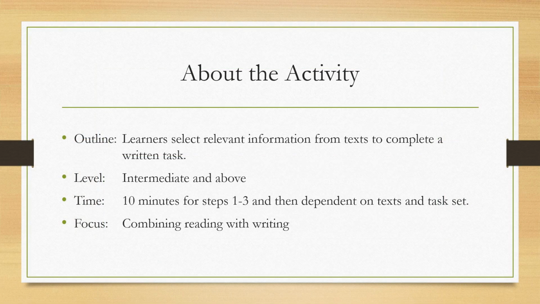For this activity, the learners will select relevant information from multiple texts to complete a written task. Because this activity combines the reading of multiple texts with a writing task, this is a cognitively demanding task and therefore it is most suitable for higher level learners. The three initial steps of the activity, which will be presented in the slide on procedure, should take about 10 minutes. The balance of the time will depend on the nature and number of the reading texts and the writing task.